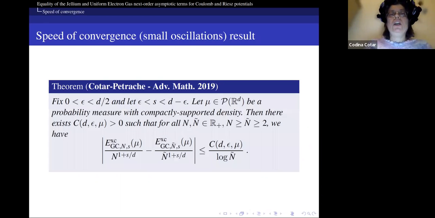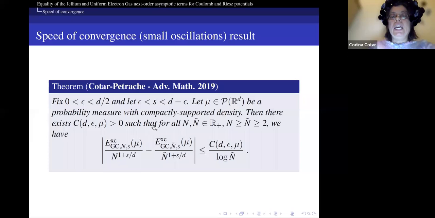Okay, so once we have the next order term, you can ask yourself other questions. You can ask about the speed of convergence. So how fast is this convergence that we have? We called it the small oscillations result. At the time of this first paper, we couldn't get it exactly for the optimal transport problem. We got it for something called grand canonical optimal transport, so it's a convex hull. But nowadays we can actually get it for the original optimal transport problem.